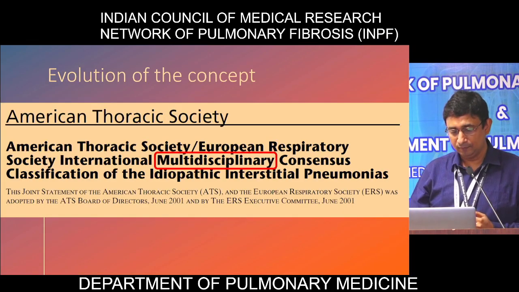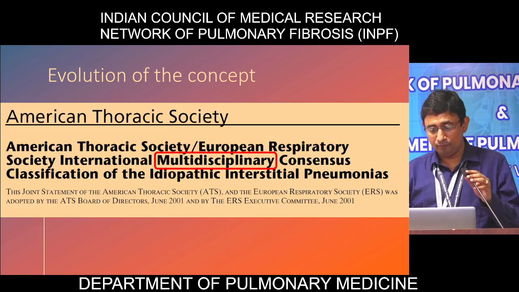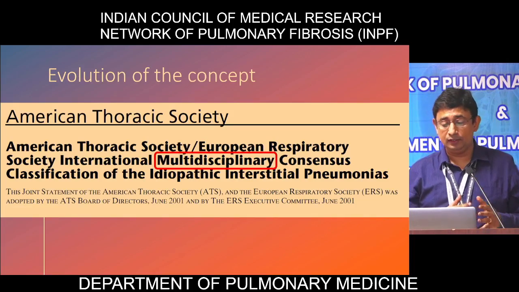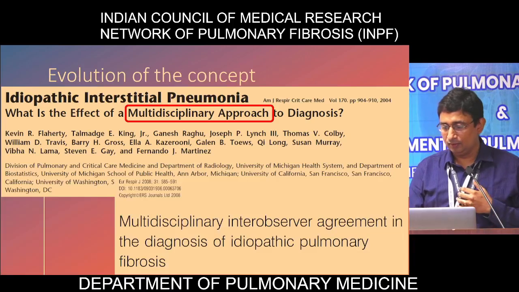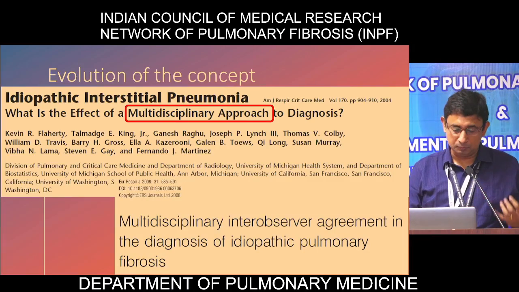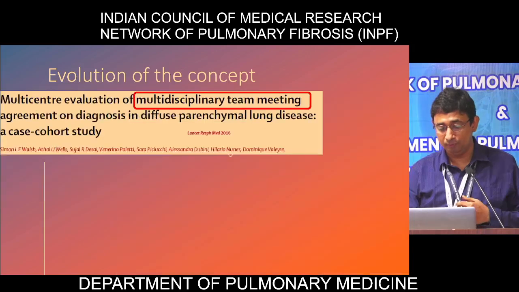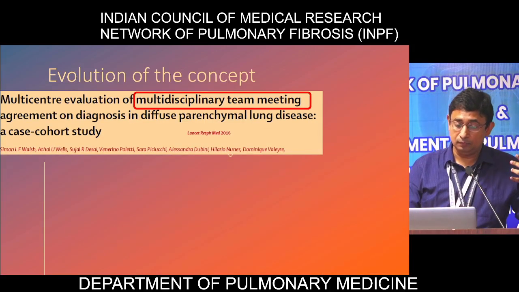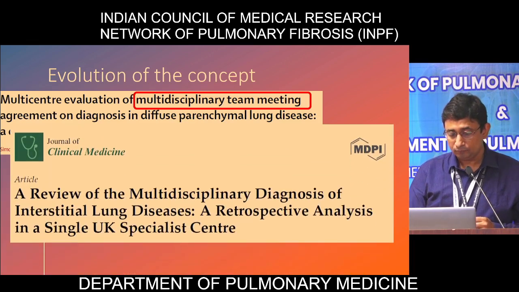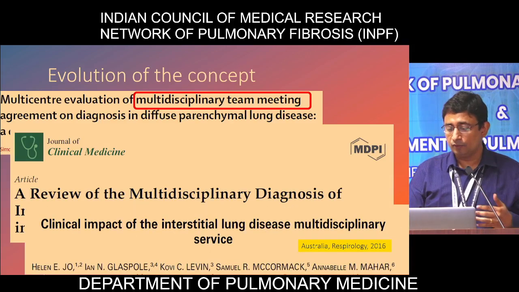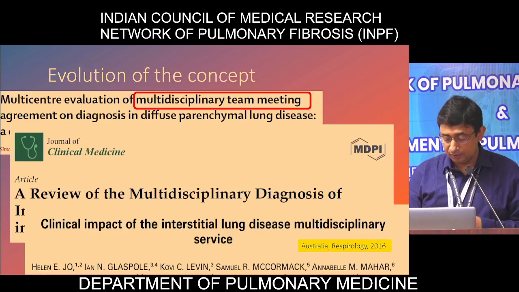It's not easy. If you look at the literature, right from the 2001 ATS ERS guideline is when the word multidisciplinary consensus was first used, and subsequently multidisciplinary inter-observer agreement in the diagnosis of IPF, and multidisciplinary team meeting and its impact on the diagnosis of DPLD. The first paper came in Lancet in 2016. And then subsequently there have been many from various countries, though larger MDTs have been few in number.